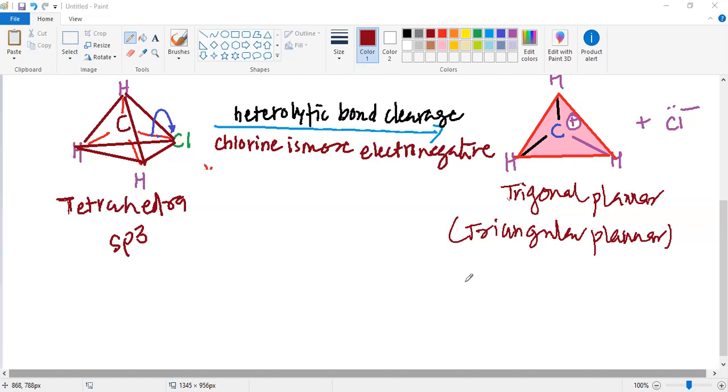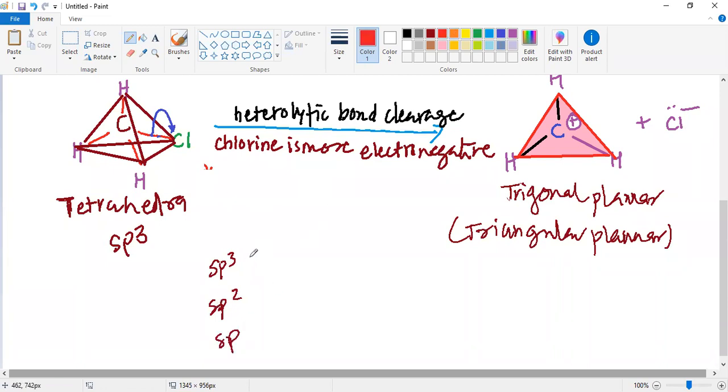Can you tell me what kind of hybridization is there when we have triangular planar structure? sp3. Okay, can you tell me what are the various types of hybridization possible? See, there are various types of hybridization: sp3, sp2 and sp.